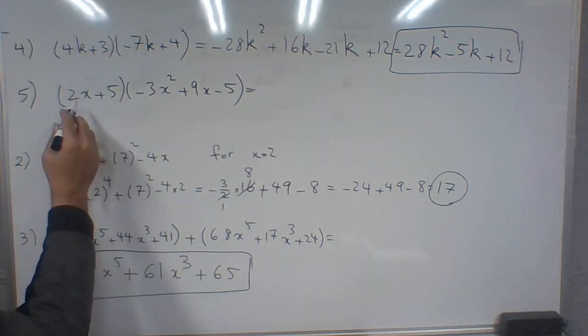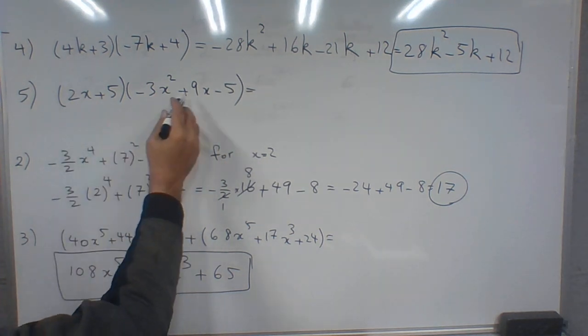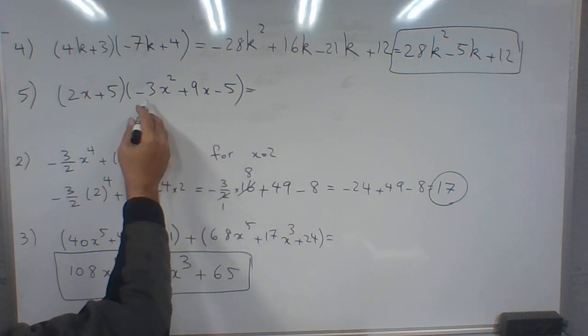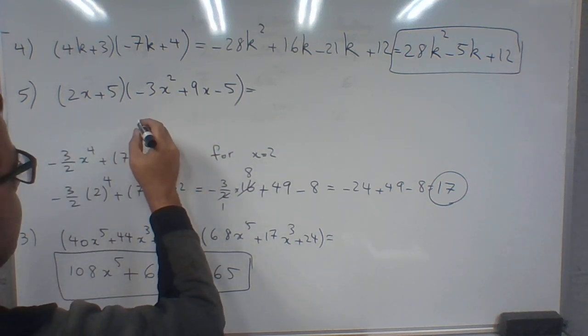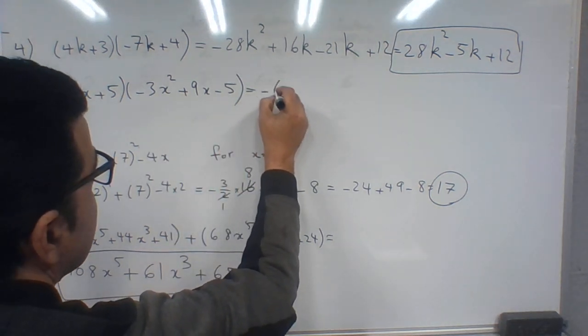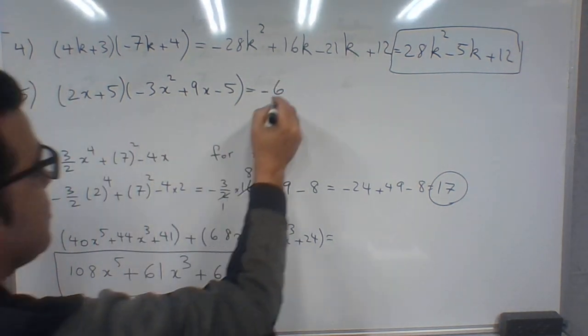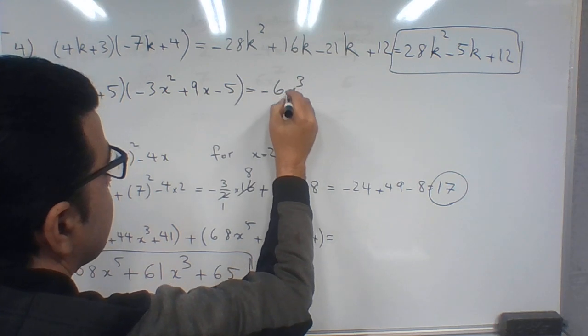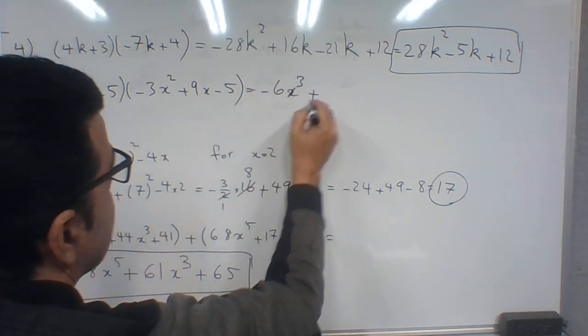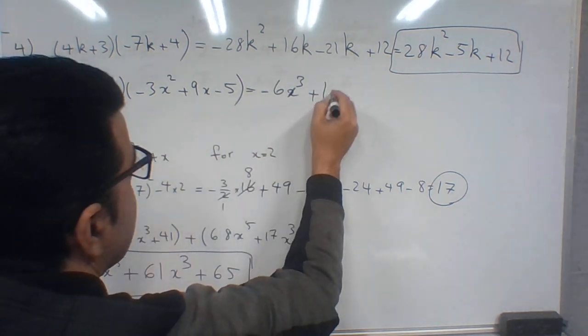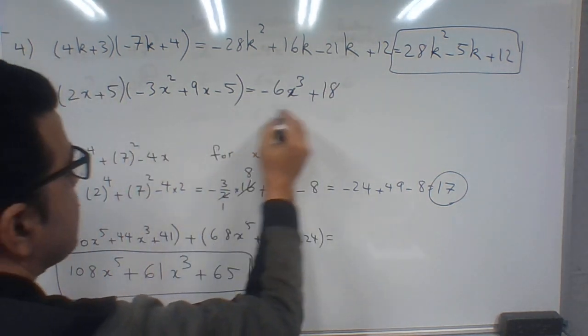Start with 2x, multiply 2x by all of these 3 terms here. So 2x times minus 3x2. So 2 times negative 3, negative 6. X times x2, x3. And then 2x times 9x. 2 times 9, 18. X times x, x2.